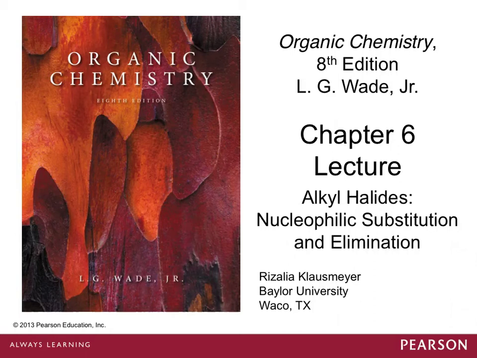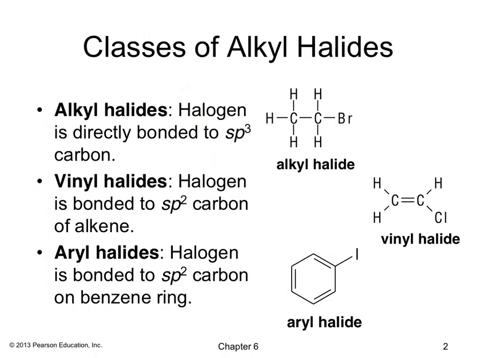So this chapter is chapter 6, and we'll focus on alkyl halides, nucleophilic substitution, and elimination. So there are various classes of alkyl halides. Alkyl halides are halogens that are directly bonded to sp3 carbons. So here's an sp3 carbon, here's your halogen.